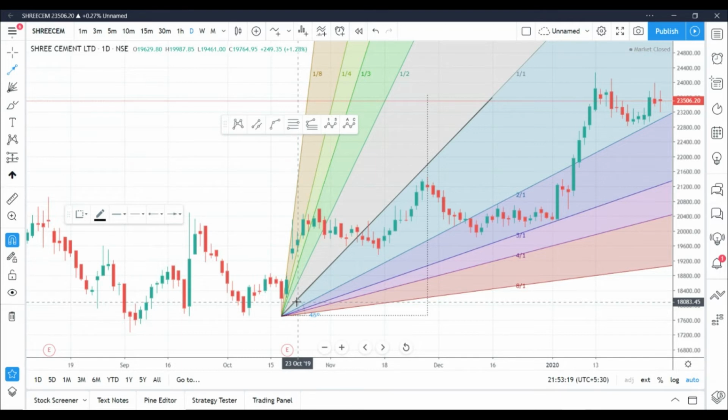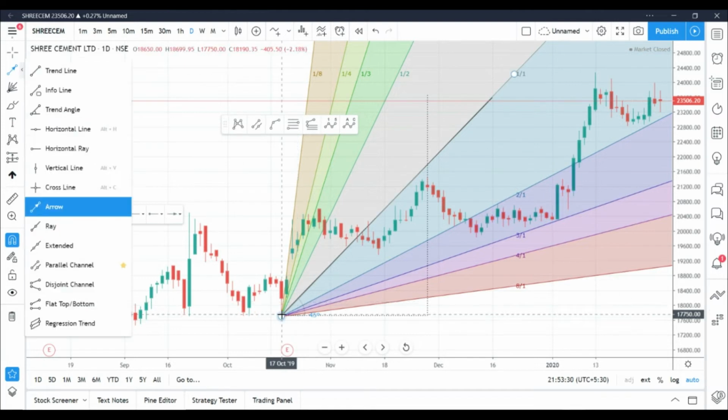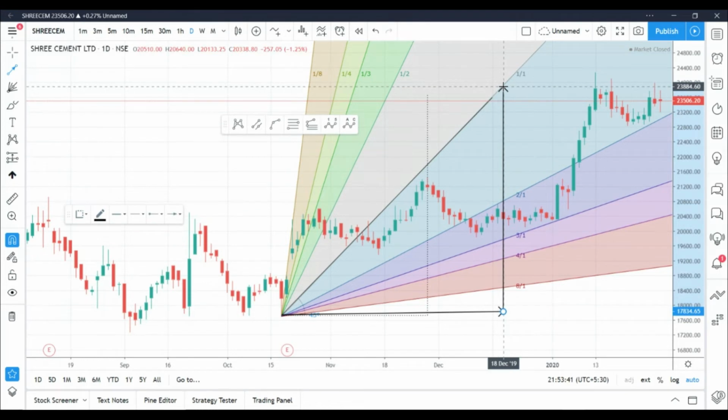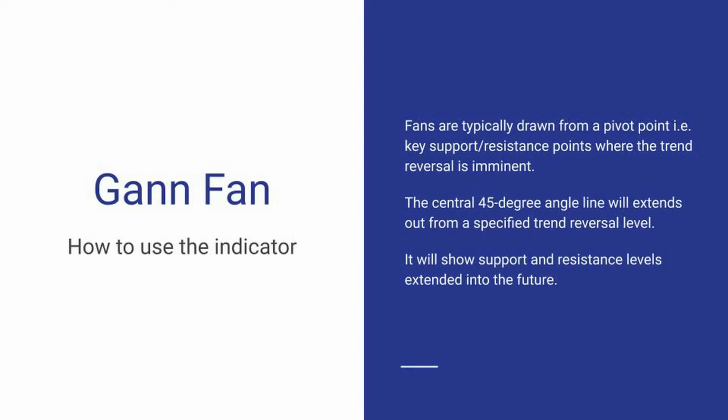Before we go there, let's revisit the concept of the 1 by 1 angle, like what does 1 unit of price for 1 unit of time mean. If we move the time by 1 unit, the stock should be called a perfect stock if the price of the stock is on the 1 by 1 line. So a stock is said to be moving perfectly if it is moving on the 1 by 1 line all the time. Fans are typically drawn from a pivot point.